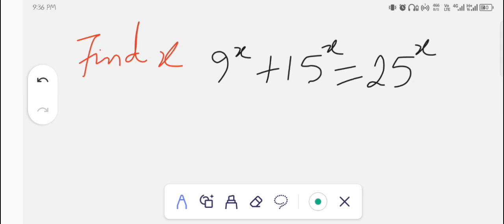Okay, nice friends. Here we have 9 raised to the power of x, and here 15 power x, and 25 raised to the power of x. And the challenge here is to find the value of x. So this is an exponential equation.